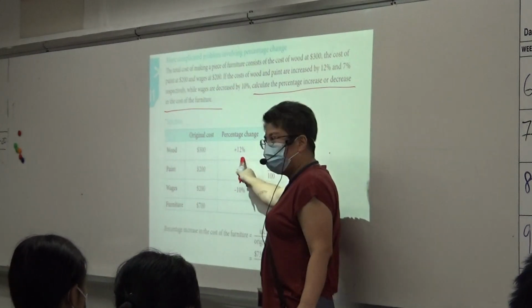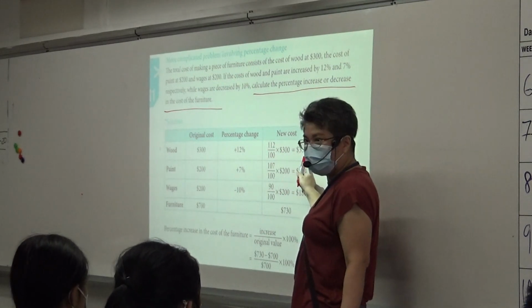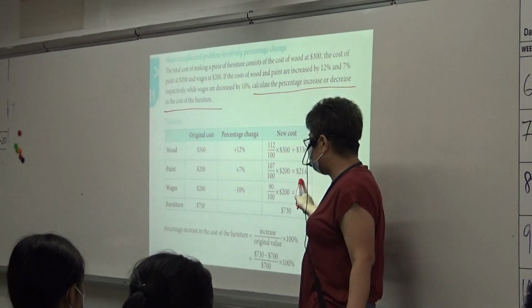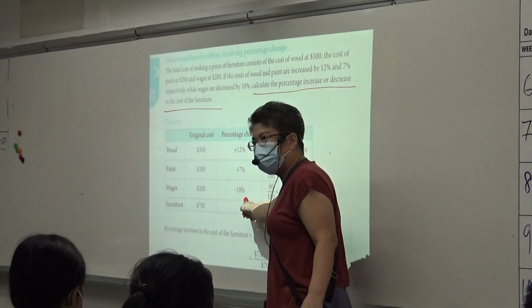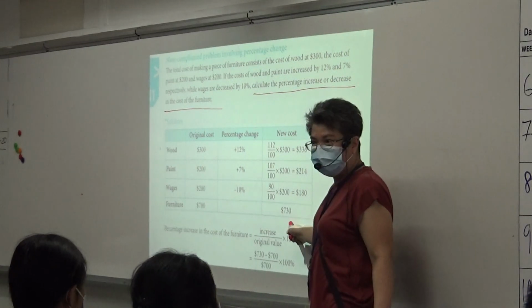Because this one increased 12%, right? It will be 112%, right? So I get this new amount, correct? This one increased by 7%, so 107%. So I get this amount. This one decreased by 10%, so become what? 90% of this. So I add up these three, 730.